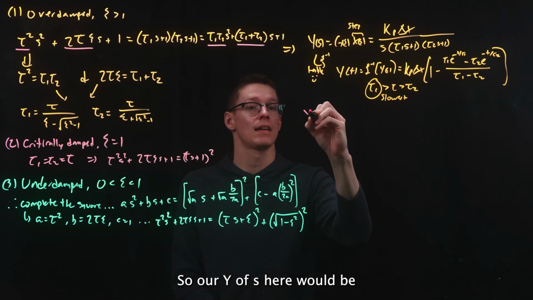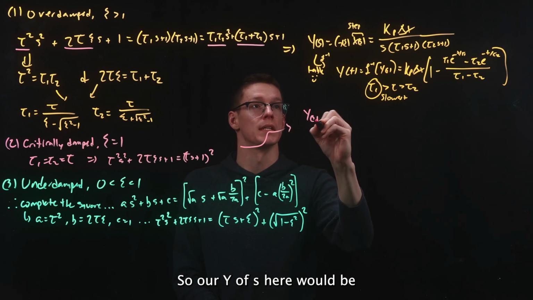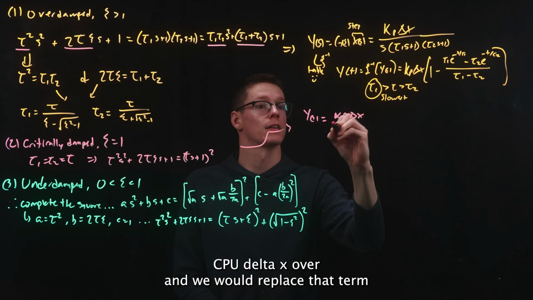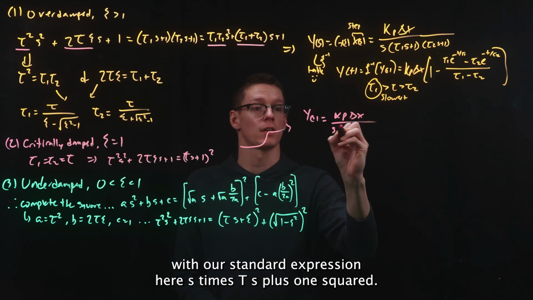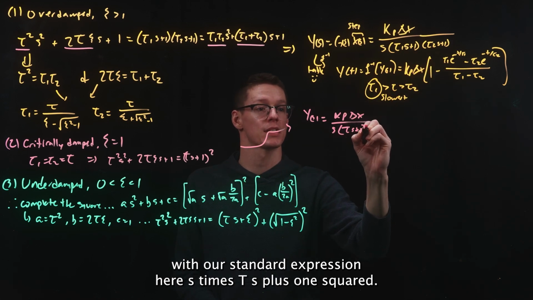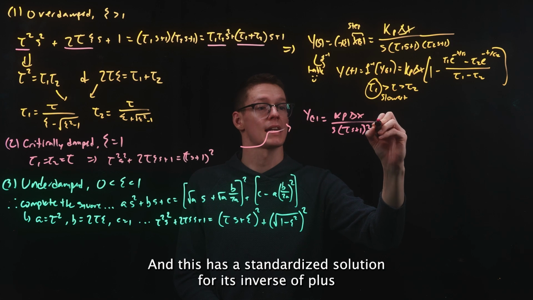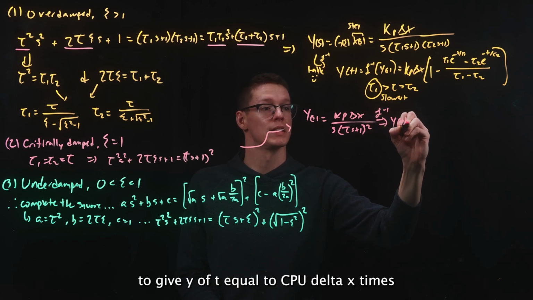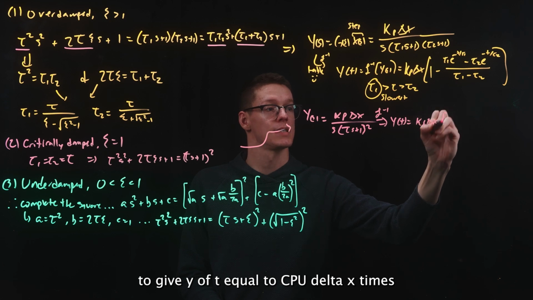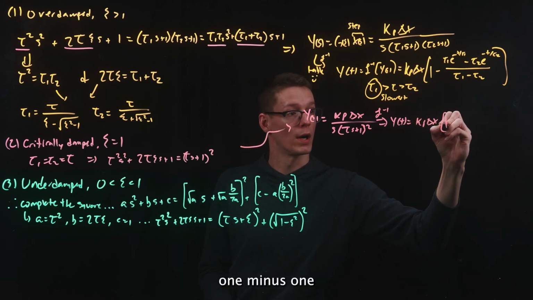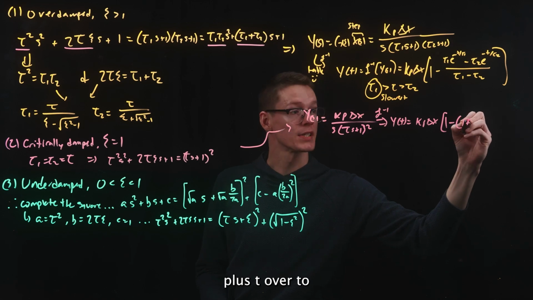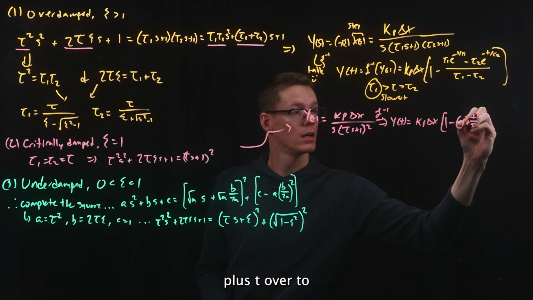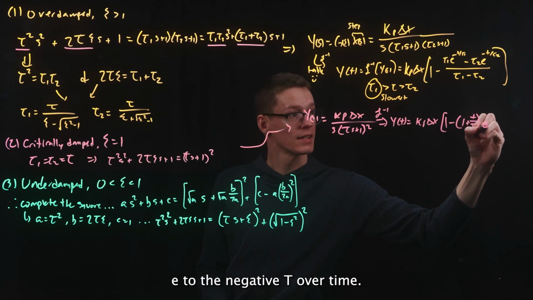So our y of s here would be Kp delta x over, and we would replace that term with our standard expression here, s times (tau s plus 1) squared. And this has a standardized solution for its inverse Laplace to give y of t equal to Kp delta x times 1 minus (1 plus t over tau) e to the negative t over tau.